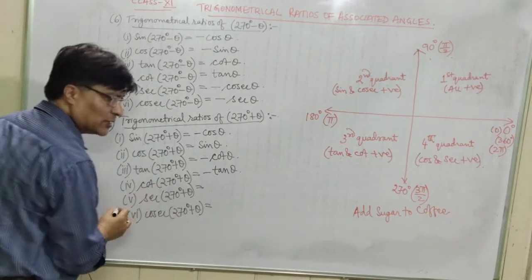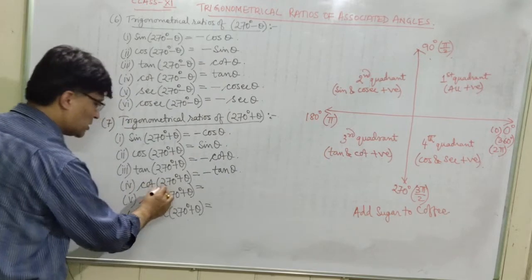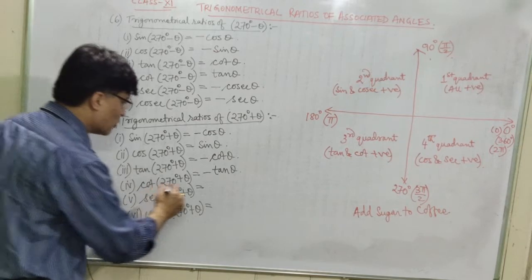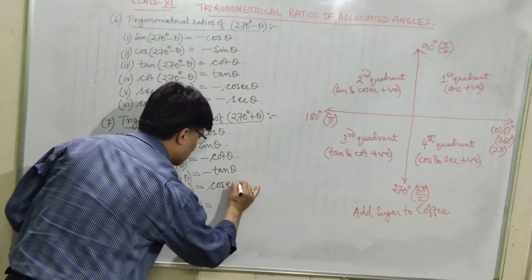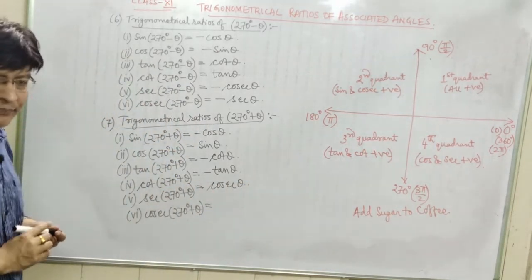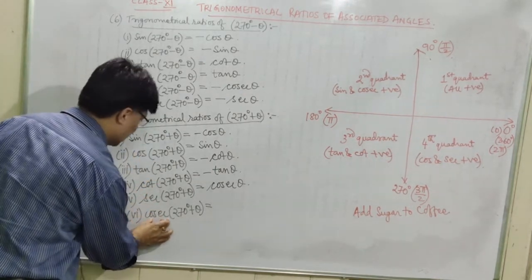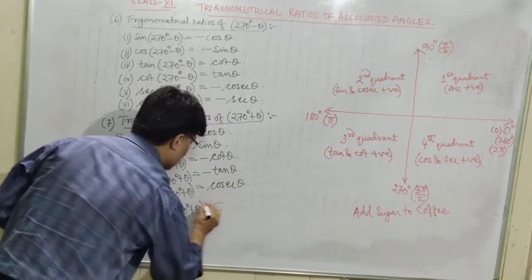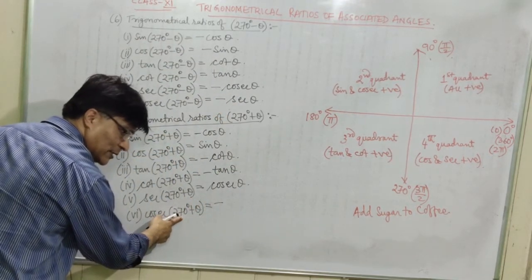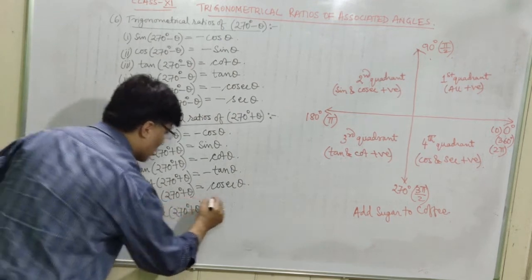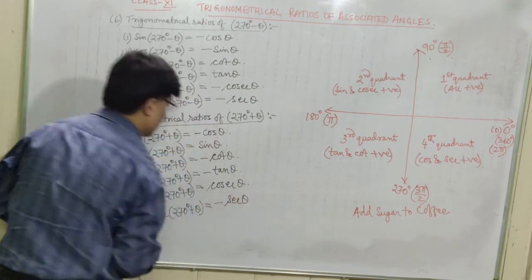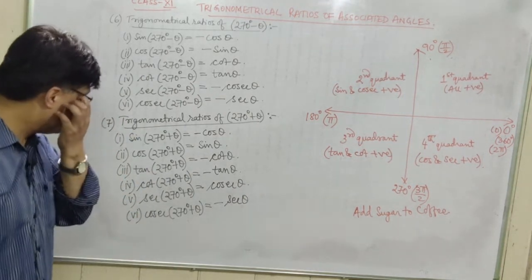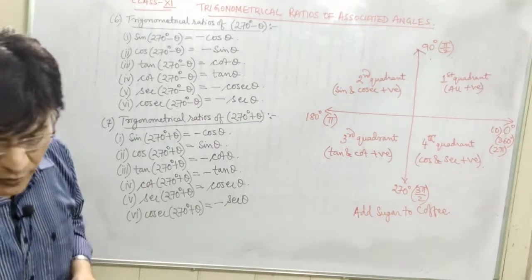What is sec 270 plus theta? It lies in the 4th quadrant. Sec is positive here. And since 270 is odd multiple of 90, so sec changes to cosec. So it is cosec theta. Is that clear? Next, what about cosec 270 plus theta? Cosec is negative in the 4th quadrant. So it is minus. Since 270 is 90 into 3, odd multiple, so cosec changes to sec theta. So these are the formula. Now we can copy it. Now we will do another formula.